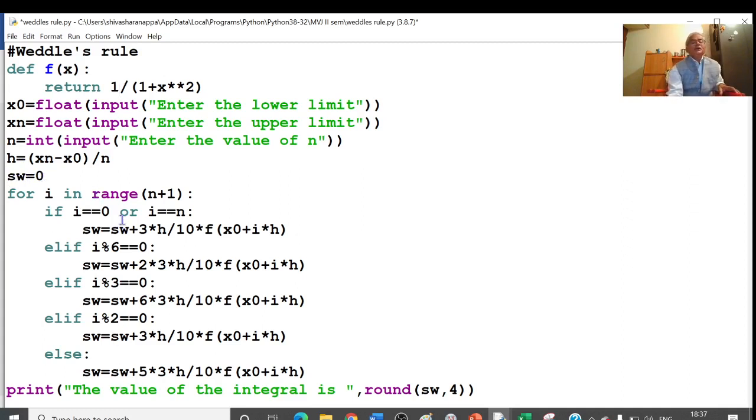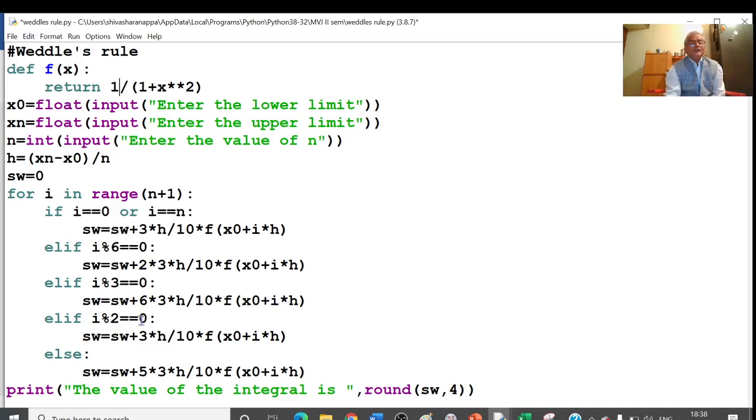Then I am using the for loop here. If I equal to 0 or I equal to n, SW equal to SW plus 3h by 10 into f of x naught plus ih. If not, else if I percent 6 equal to 0, that means if the suffix is divisible by 6, then SW equal to SW plus 2 into 3h by 10 into f of x naught plus I into h. Else, if it is not equal to 0, not equal to n, and its suffix is not divisible by 6, then if the suffix is divisible by 3, then SW equal to SW plus 6 into 3h by 10 into f of x naught plus ih.